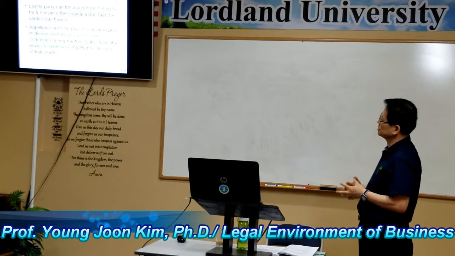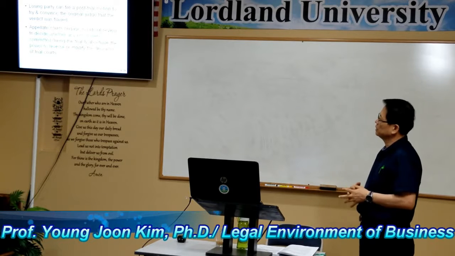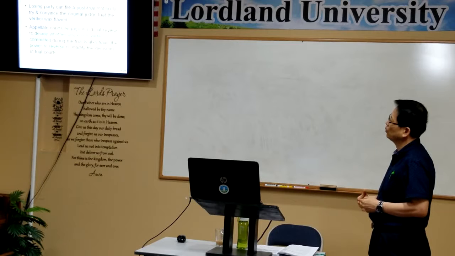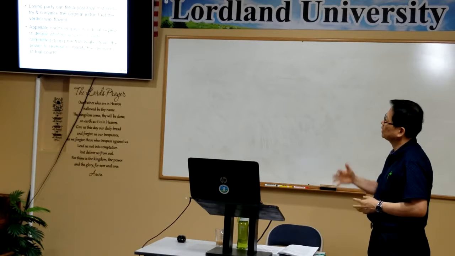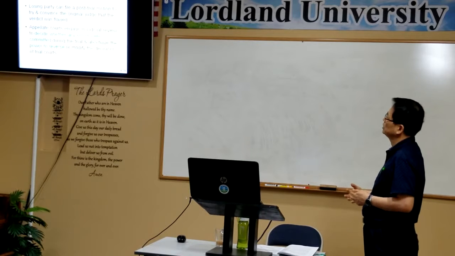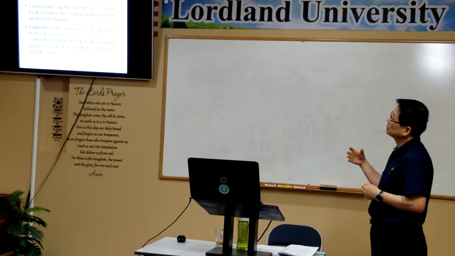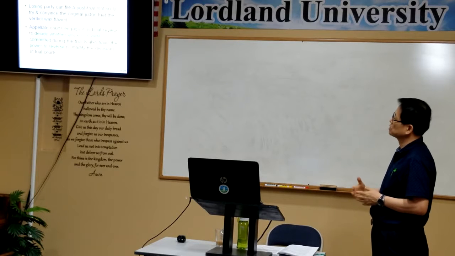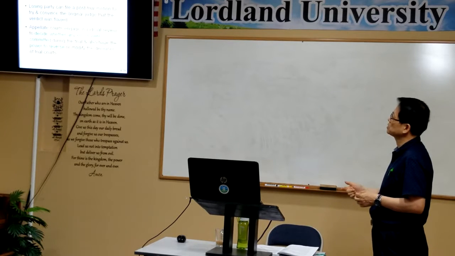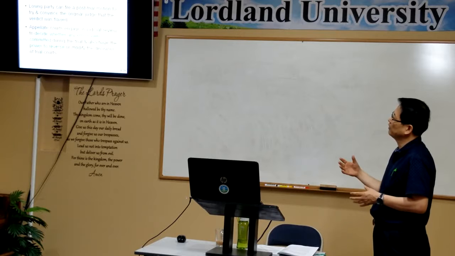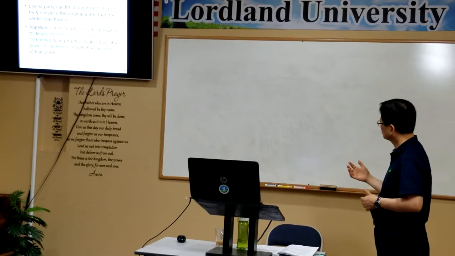In that case, the appellate court engages in judicial review to decide whether any errors were committed in the trial court during the trial. The appellate court also has the power to reverse the decision of the trial court, and the power to modify the decision of the trial court.